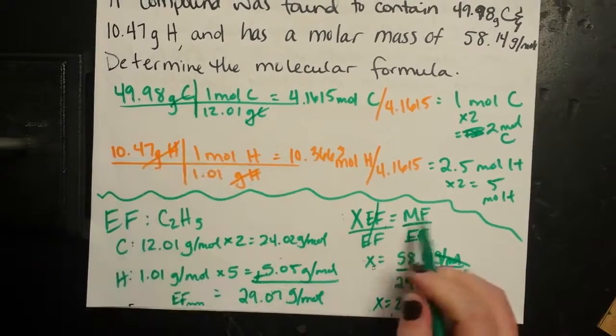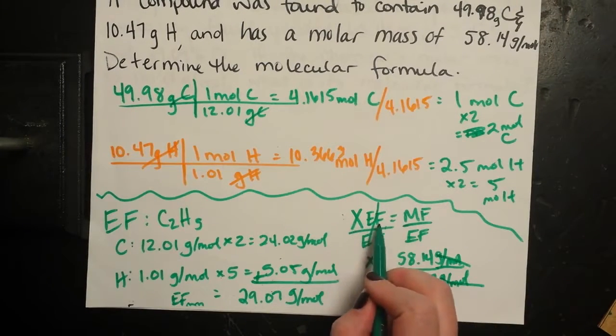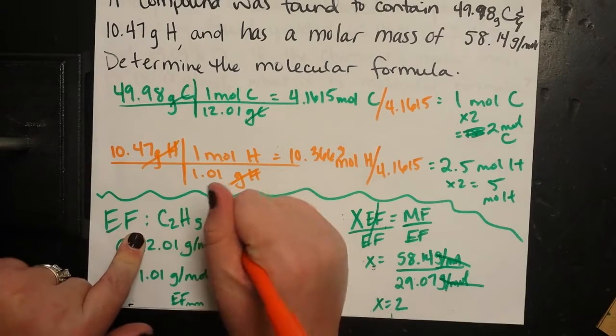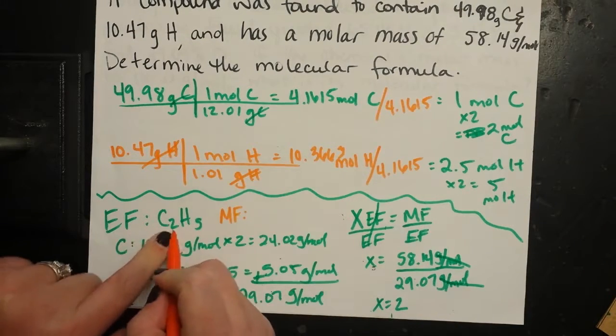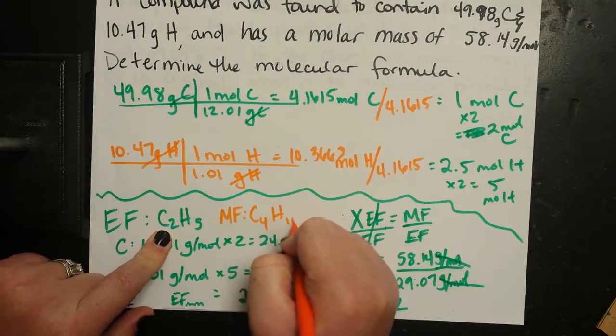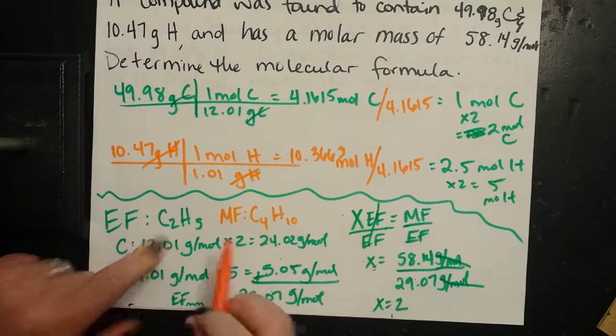Which means my molecular formula is twice as large as my empirical formula. So if that's my empirical formula, my molecular formula will be C4H10. See how that's twice as large. There you go.